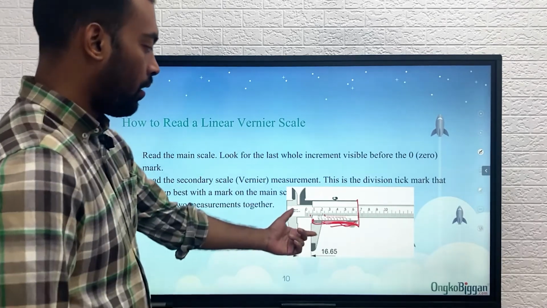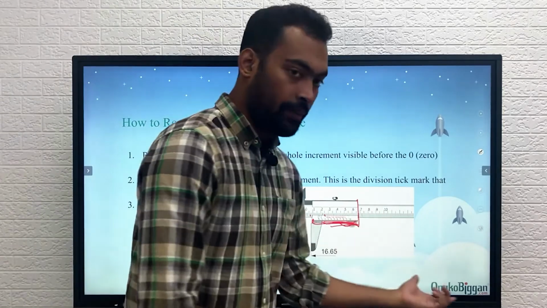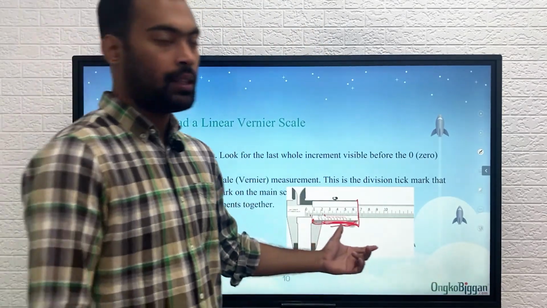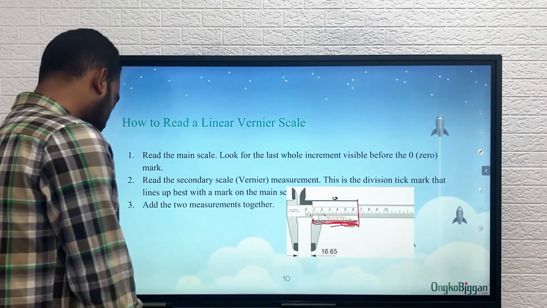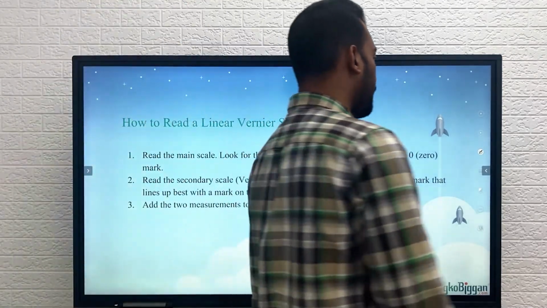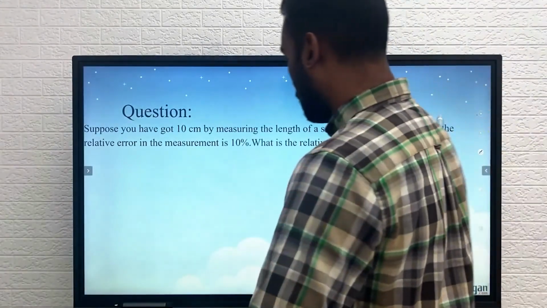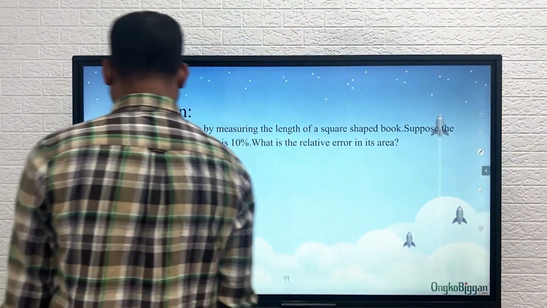So basically, one has to do that. You have to read the main scale and also you have to read the Vernier scale, and then you have to add the two measurements together. So let's see a problem related to this Vernier scale. I think you will have a clearer concept of it.